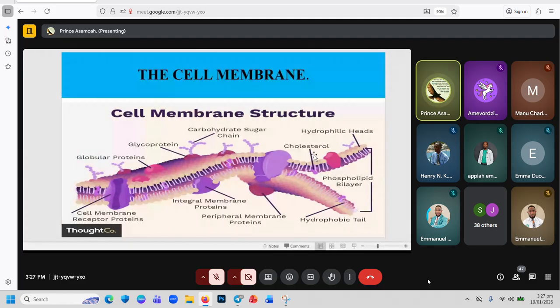I think we'll talk about it next week. So, the phospholipid bilayer: notice that they are two layers, bilayer, with the hydrophobic tails inside.